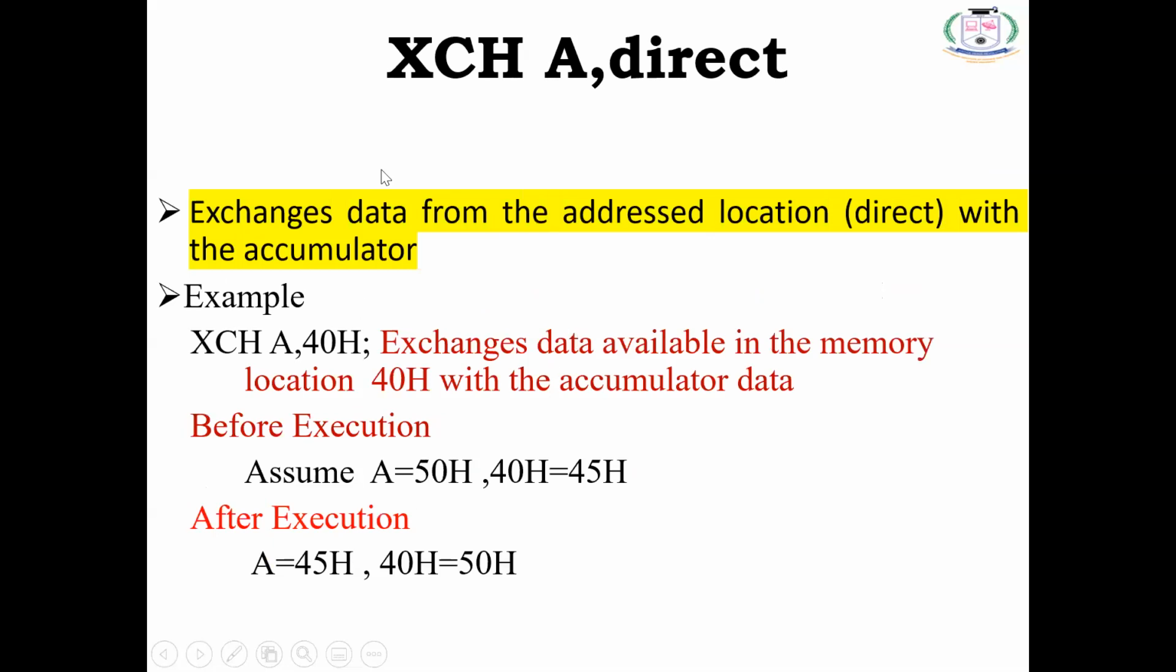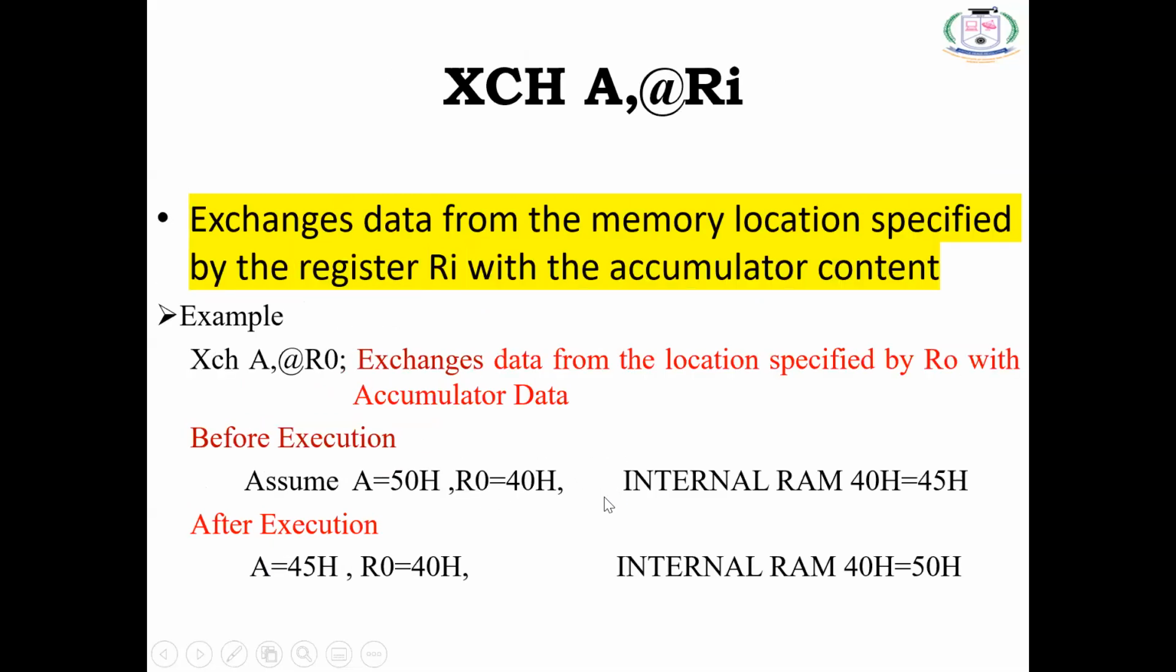Okay, so here I can put exchange accumulator with direct. So I have to move to the particular memory address. The accumulator is 50. Assume 40H is my direct memory address, holding 45. So this 50 and 45 will be exchanged, because this is my address and this is my data.